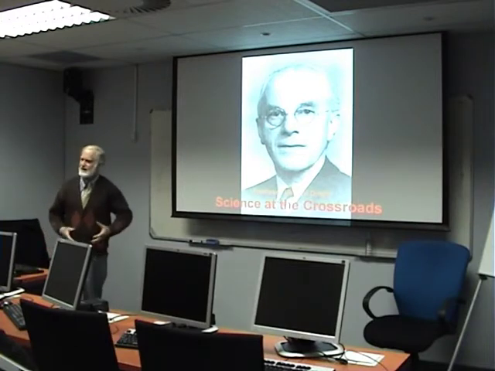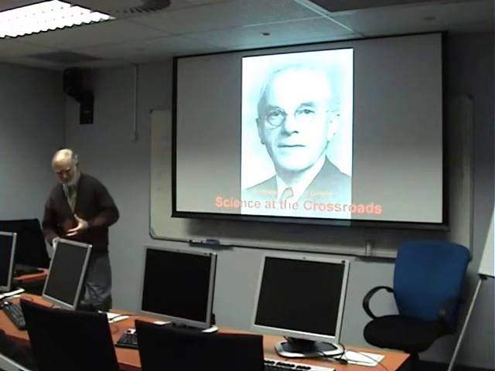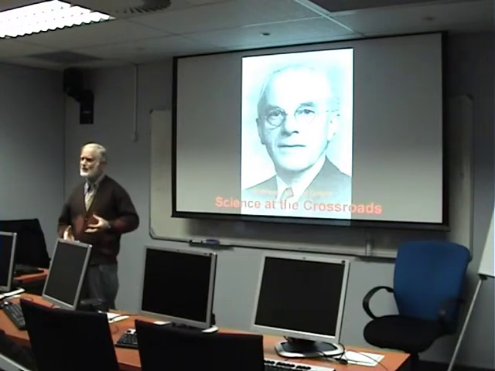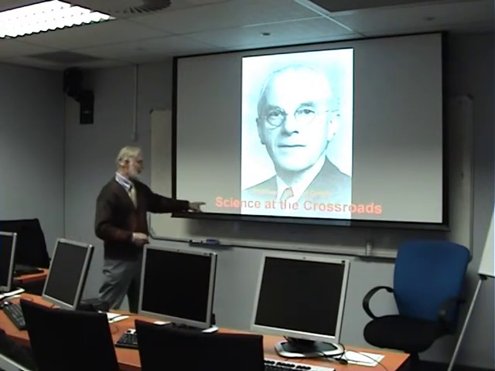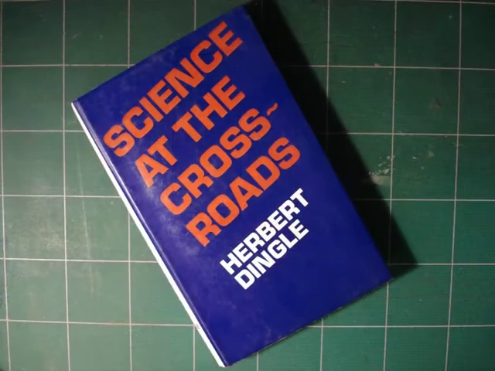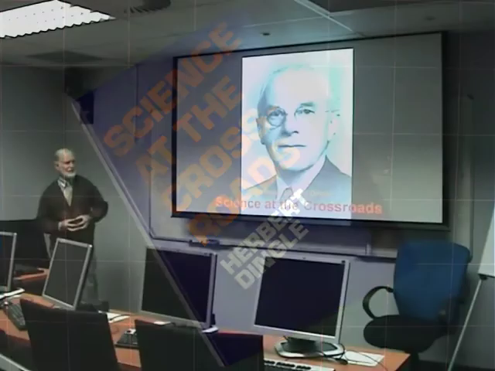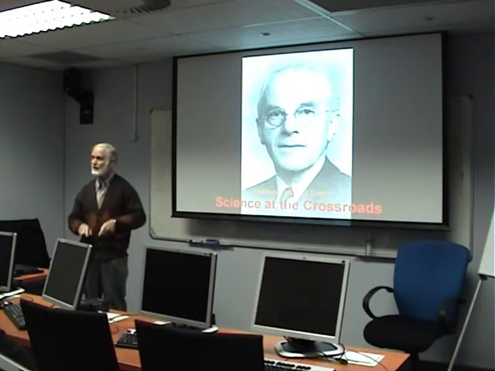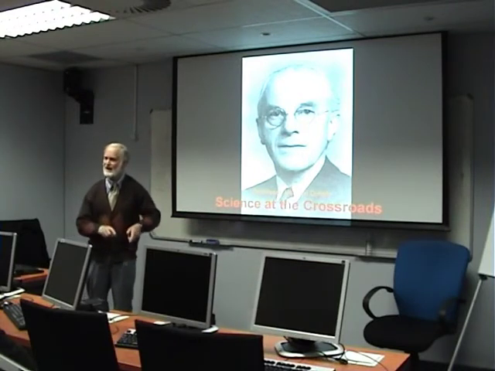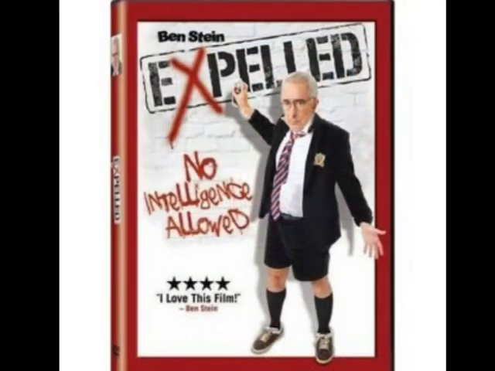And he was very upset. He said, but look, this information is being deliberately suppressed. Science can't work this way. And he wrote a book, Science at the Crossroads, in which he not only put forward his disproof of relativity, but he put forward his concern about the fact that science was being run in such a way that important information could be suppressed. Quite recently, a film, Expelled, has been made.